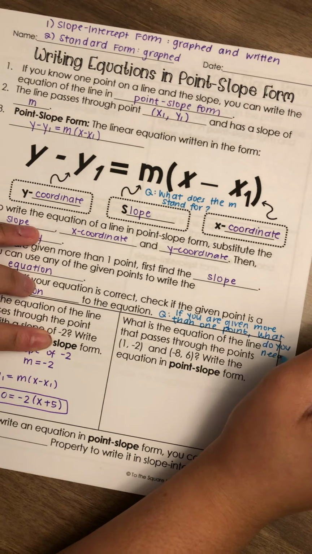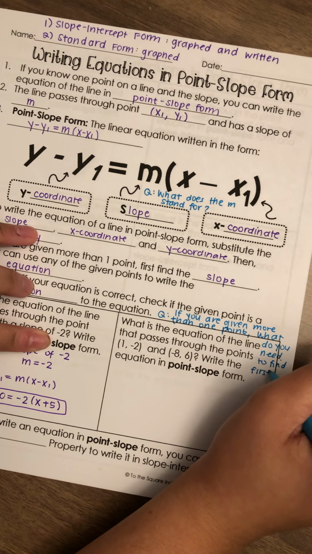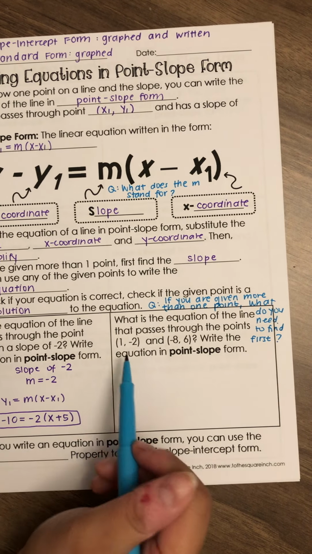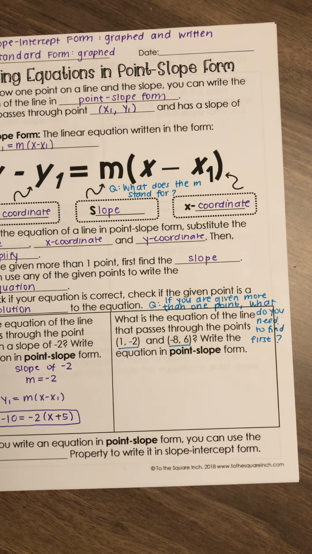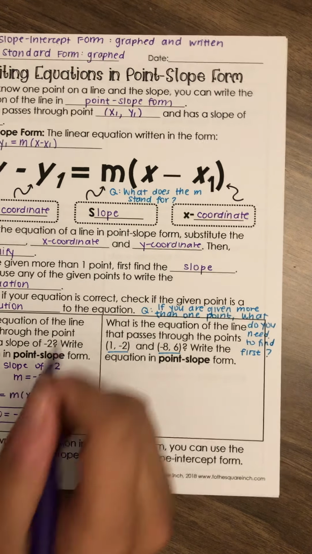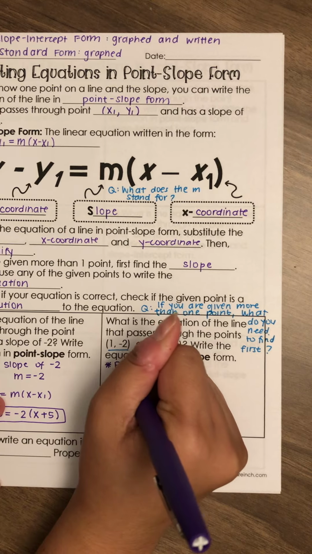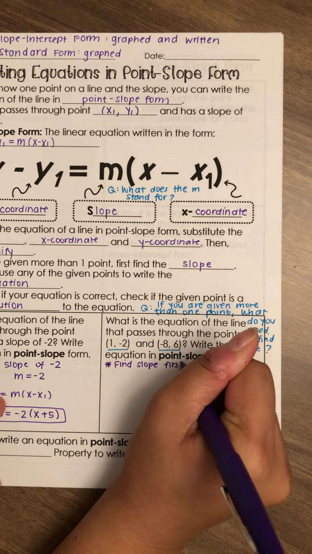What do you need to find first? So we are given 2 points here. What do we need to find first to help us write our equation in point slope form? And the answer is find slope first.